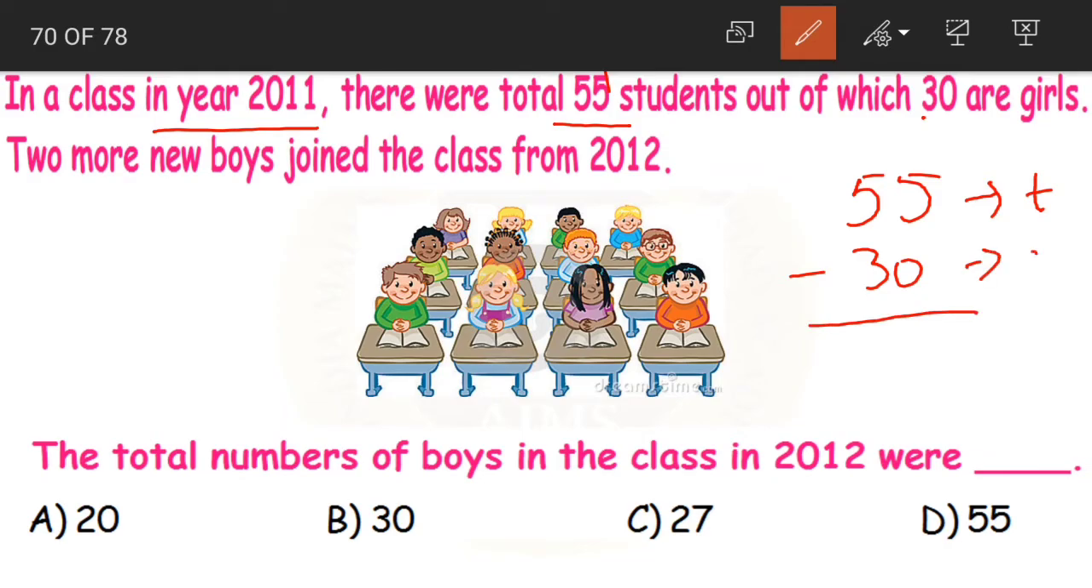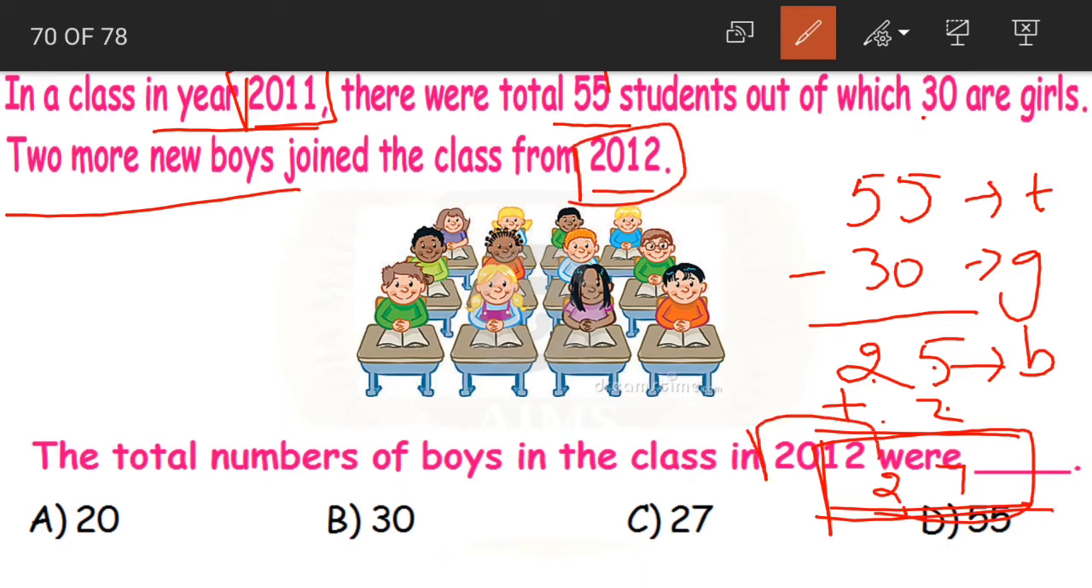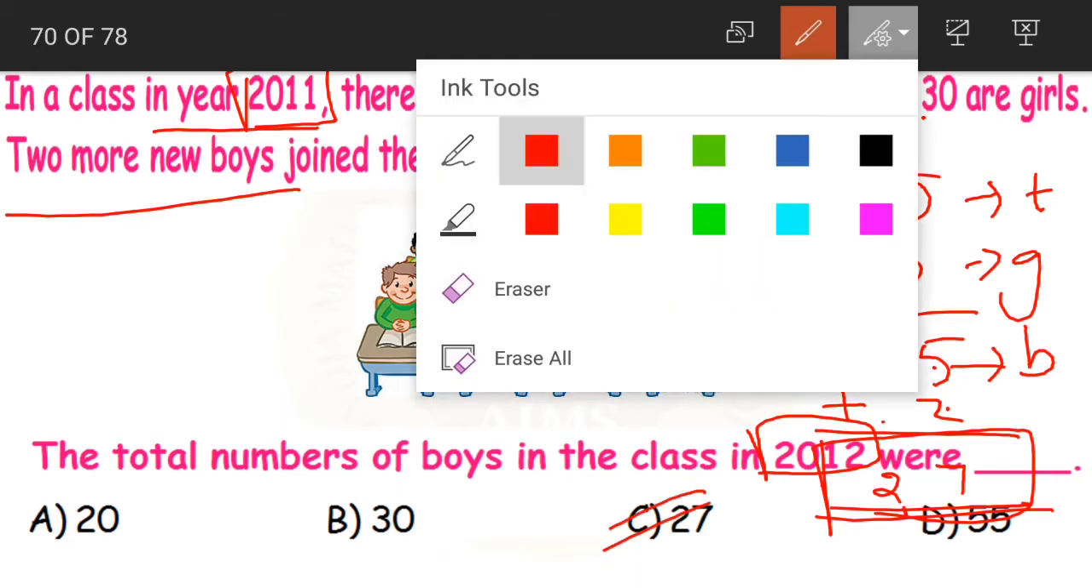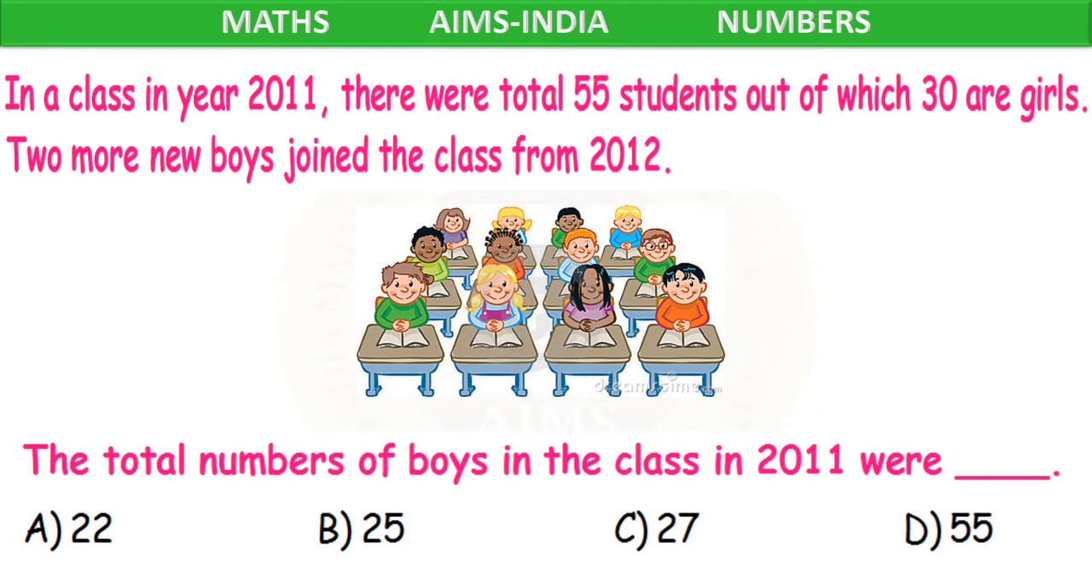Now if we subtract the girls, 5 minus 0 is 5 and 5 minus 3 is 2, this 25 becomes what? 25 will be the total number of boys. In which year? In 2011. Now what happened in 2012? 2 new boys joined. So we need to add 2. Adding 5 plus 2 is 7, so 27 is our final answer. This is the total number of boys in the class in 2012. Option C will be our correct answer. Okay, children? 27 is our correct answer.